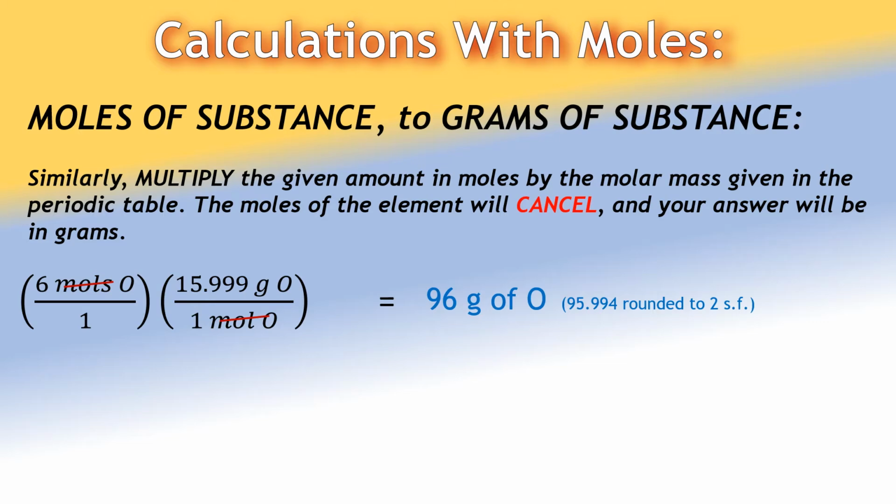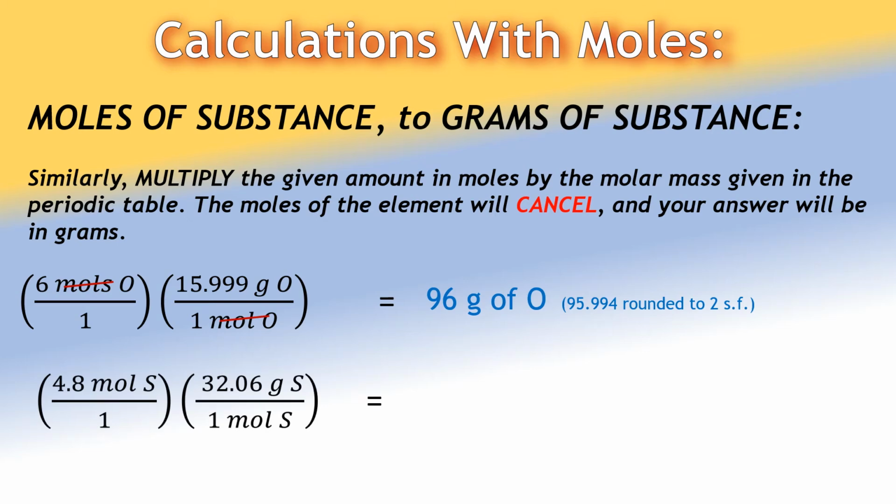Or with sulfur, we could say that we are given 4.8 moles of sulfur. We write it over 1 as a fraction inside parentheses. We consult our periodic table, and once again, we have grams and we have moles, and again, we put the grams on the top and the moles on the bottom. The moles of sulfur will cancel, and again, everything on the bottom is 1, and so this again is just multiplication. 4.8 times 32.06 gives us 153.89 grams of sulfur. Now, whether grams to moles or moles to grams, the basic principle is always the same.